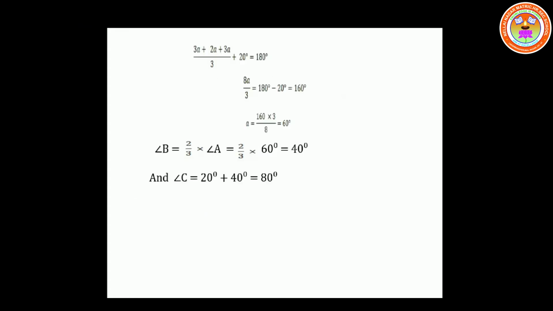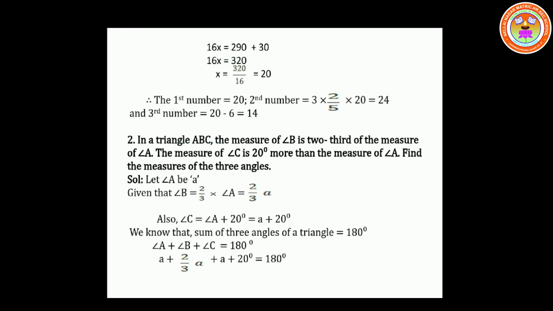So you have 16x is equal to 290 plus 30. 16x is equal to, adding 290 plus 30, it is 320. Therefore x is equal to 320 by 16, that is equal to 20. Now I've got the first number. x is the first number, right? So the first number is 20.